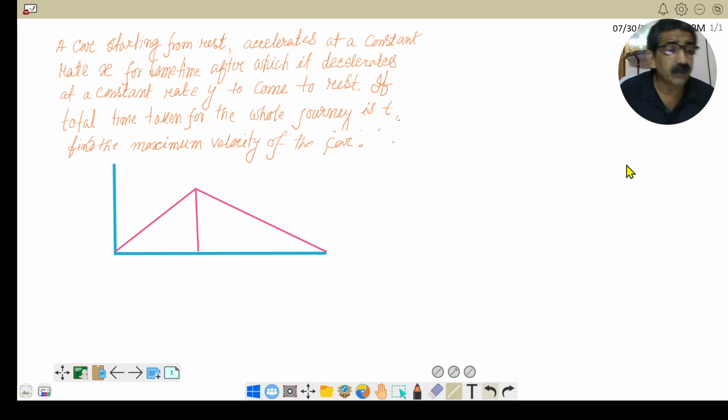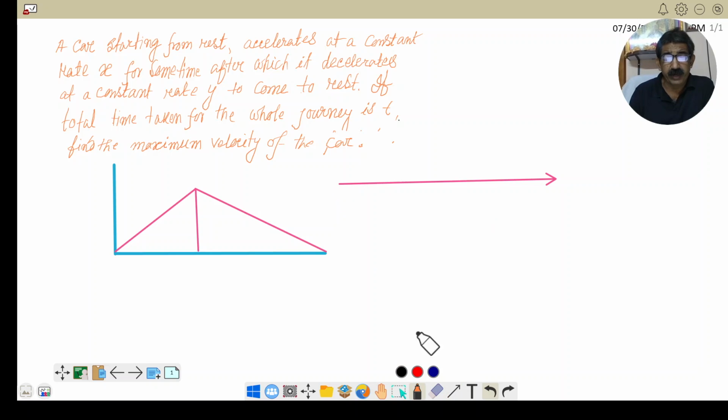It's a new problem. A car starting from rest. Suppose this is the line of journey of the car. It starts from point A, accelerates at a constant rate x for some time.